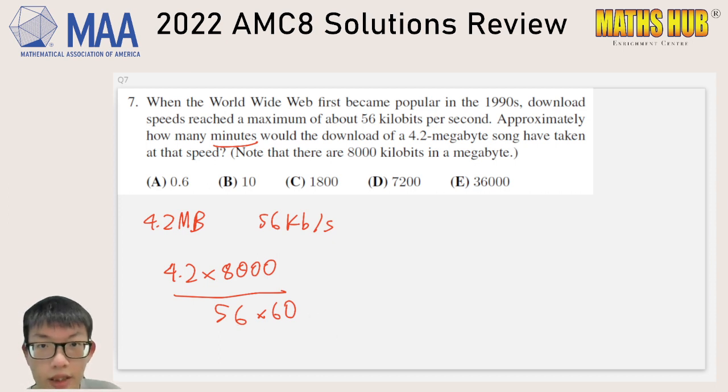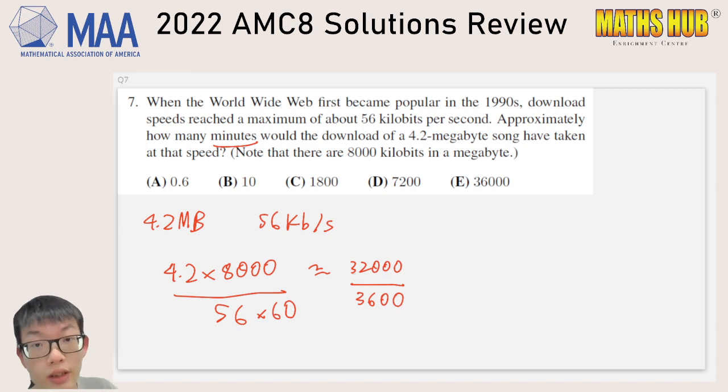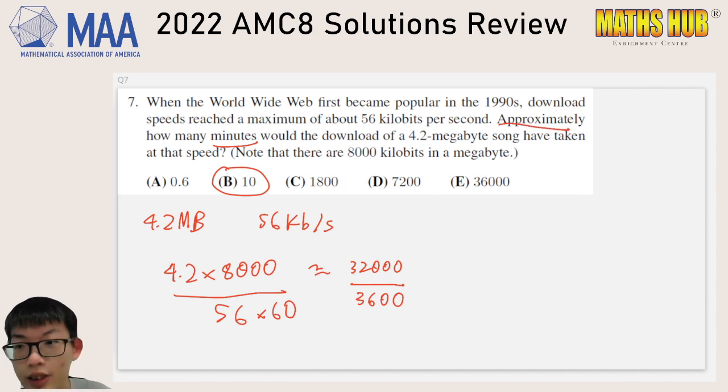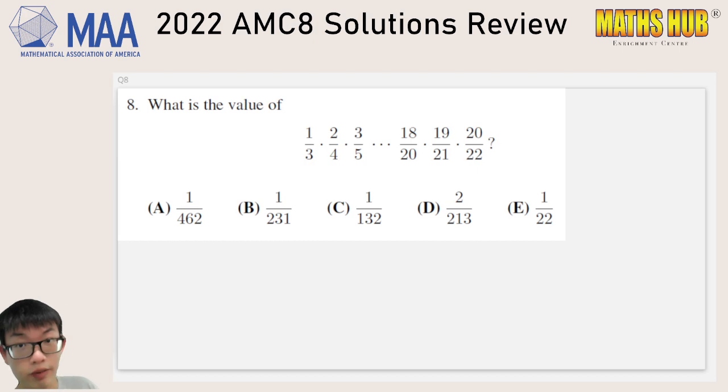Now the options are very far apart, 0.6, 10, 1,800, 7,200. So actually we don't really need to calculate everything, we just need to do a rough estimate. The top can be roughly 8 times 4, which is about 32,000, so a bit more than 32,000. The bottom I can estimate at 60 times 60, which is about 3,600. So this is more than 30,000 over more than 3,000, so somewhere around 10 will be good enough since they asked for approximately anyway. So that tells us to estimate.